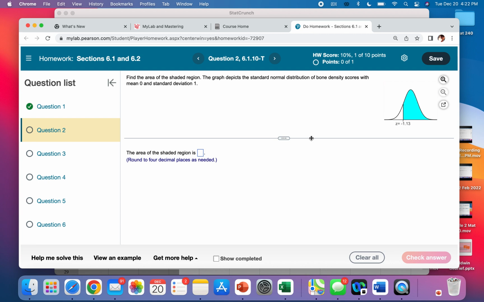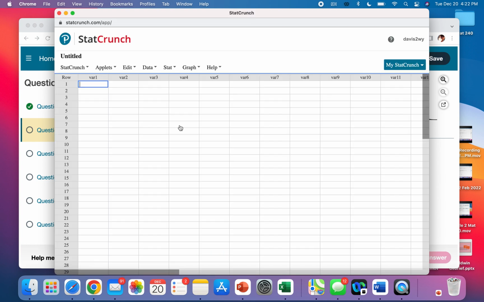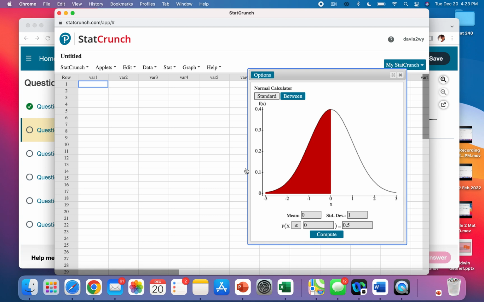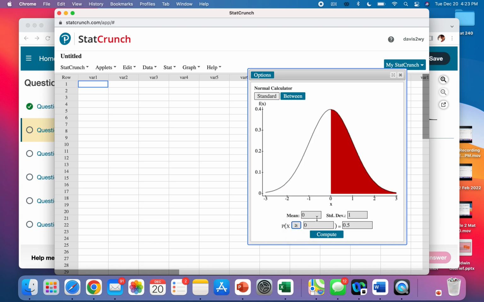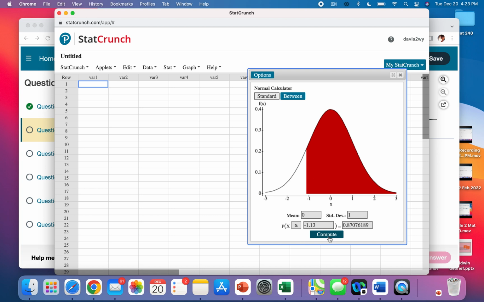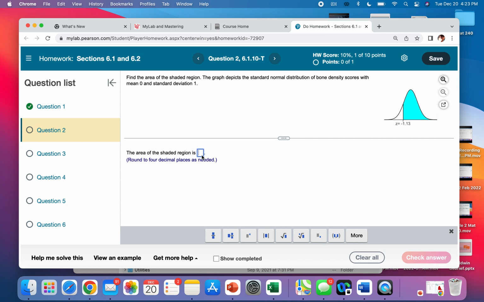Okay, now this time we've got the area shaded to the right of -1.13. Stat, Calculators, Normal. Okay, we're going to change the drop-down box to greater than. We want the area to the right of -1.13. Compute. 0.87076189. And that is rounded 0.8708. Okay.